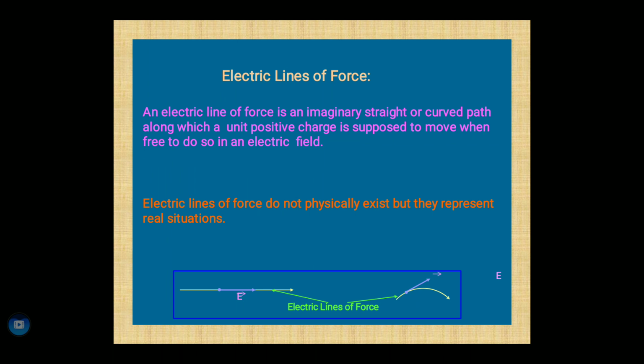Now, electric line of force. An electric line of force is an imaginary straight or curved path along which a unit positive charge is supposed to be moved when free to do so in an electric field. Electric lines of force do not physically exist, but they represent a real situation. Electric lines of force may be straight and they may be curved, you can see on the screen.